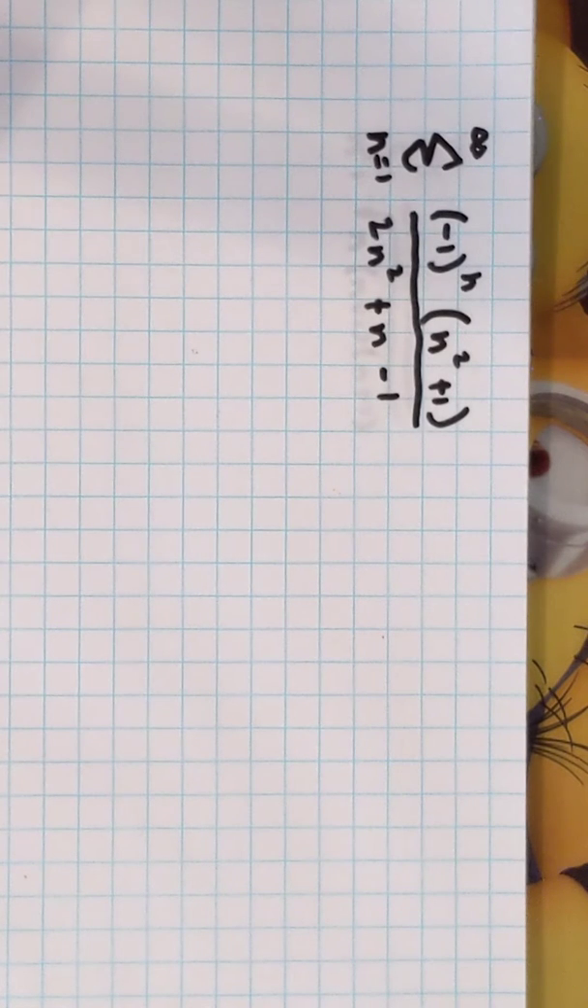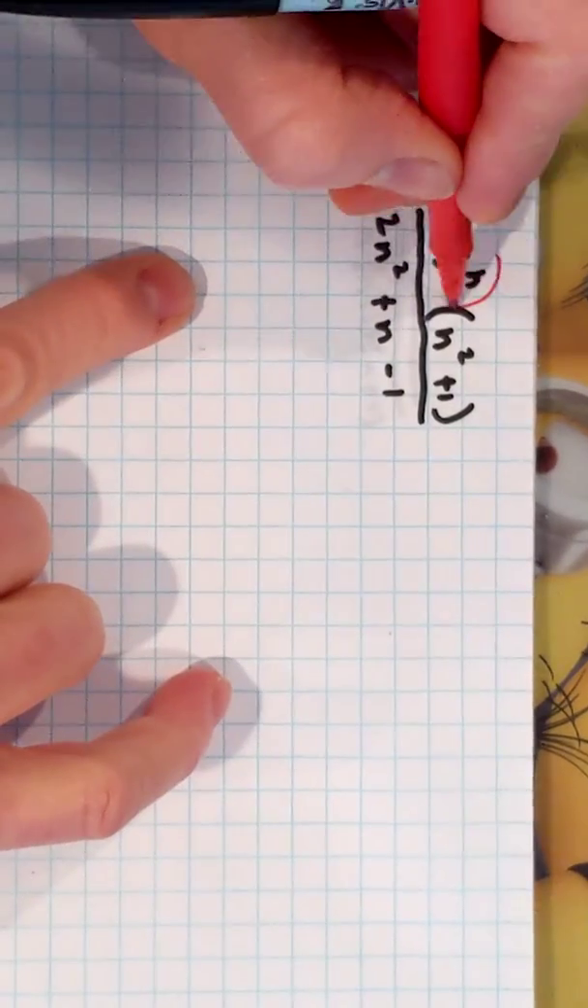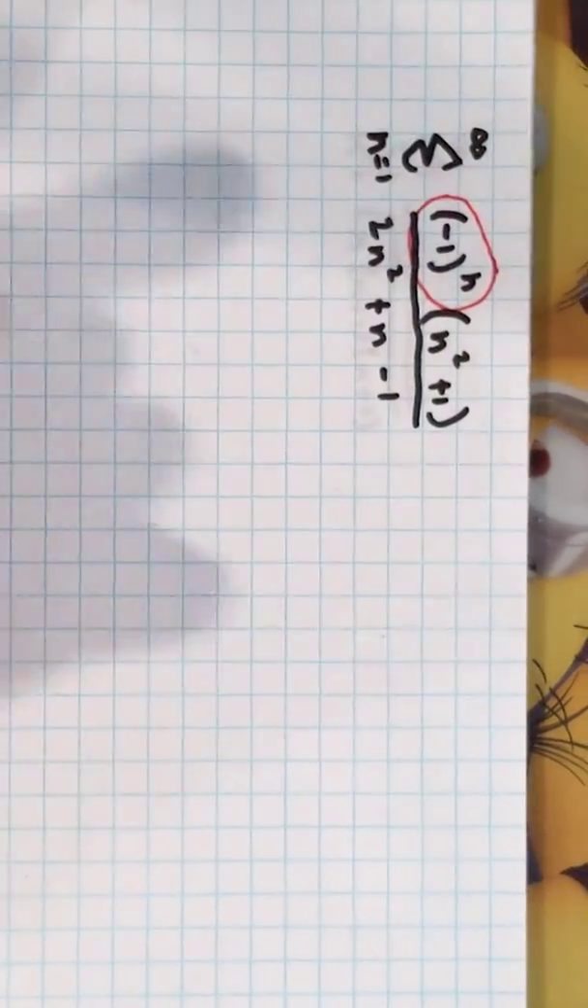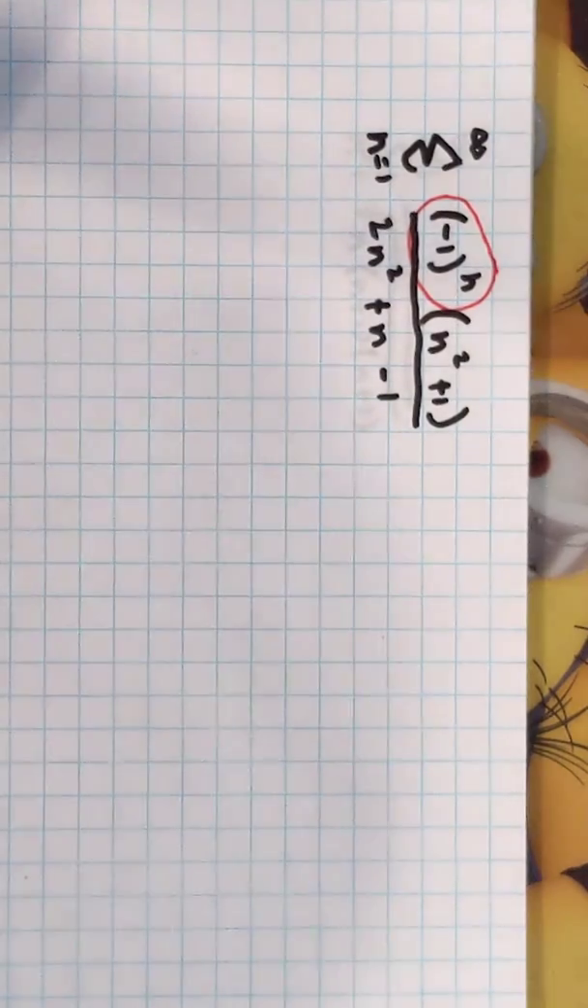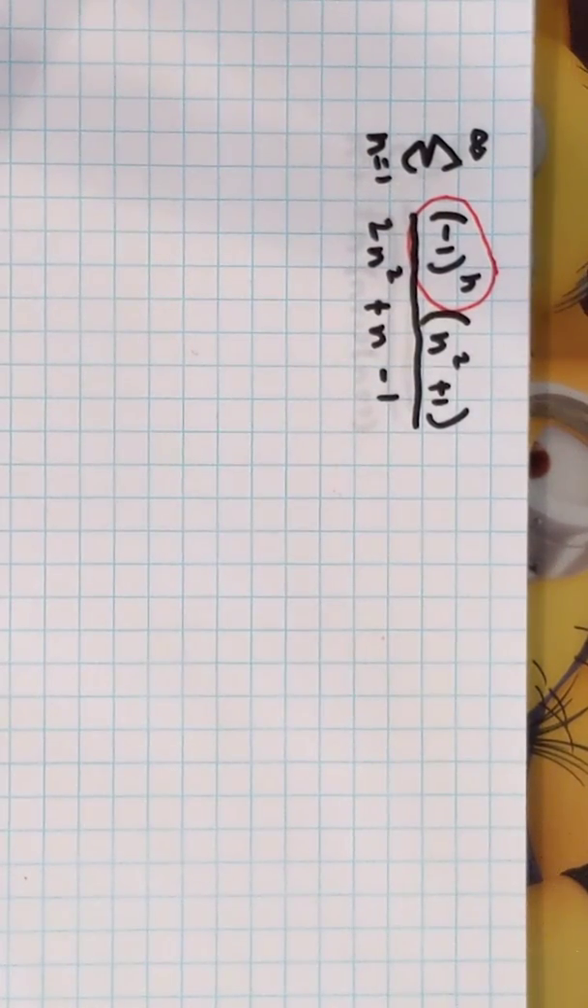Pause. Again, pause, so you get a chance to try it yourself. Now, okay, you paused. I'm going to write it out. This part right here gives me a clue. I'm already seeing that it's going to alternate from positive to negative, so I'm going to think to myself, hey, this is probably going to be an alternating series.